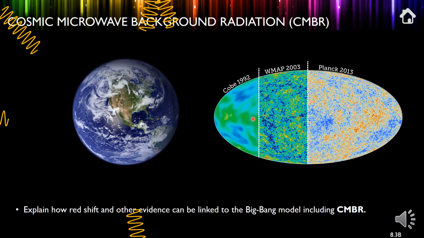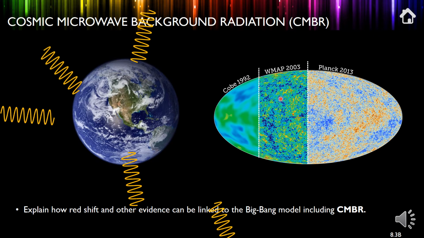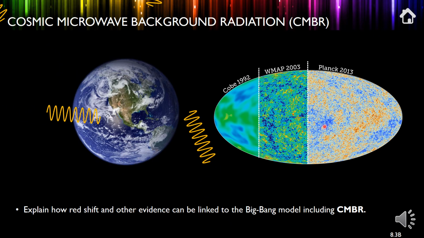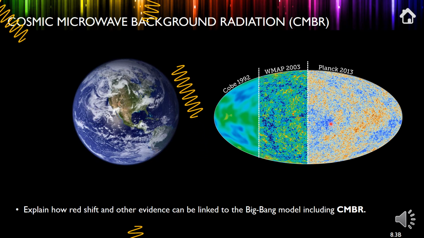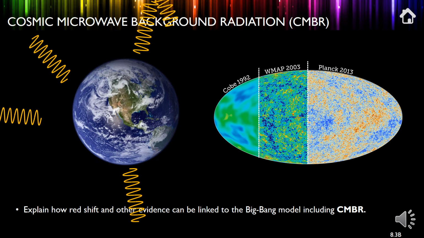And here we have progressively more detailed versions of this. These are all from space satellites, creating these incredibly accurate maps. Now the differences here between the blue and the red are a few thousandths of a degree, so it really is incredibly consistent.